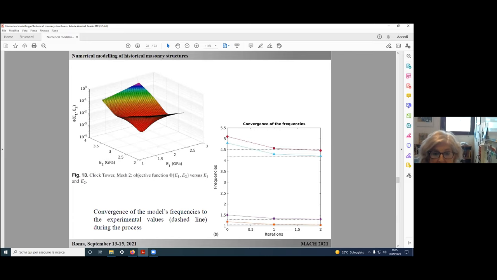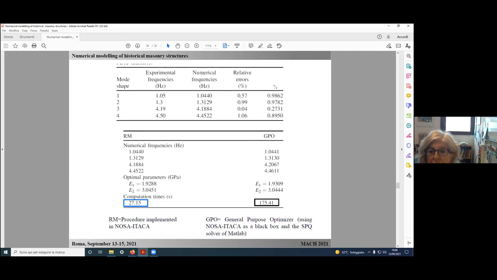You can see here in the slide the objective function phi plotted versus E1 and E2. And here on the right, you can see the convergence of the frequencies of the model to the experimental values, which are reported with the dashed line, during the process. We calculate the numerical frequencies corresponding to the optimal value, and they are reported here in the table and compared with the experimental frequencies of the tower calculated via operational modal analysis. You can see that the relative errors are very small, so these numerical frequencies are very close to the experimental ones.